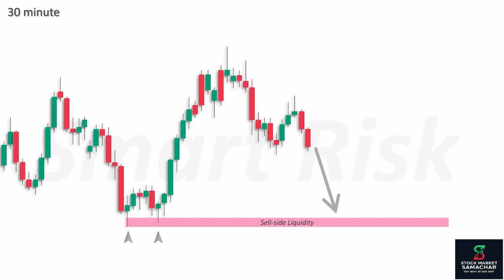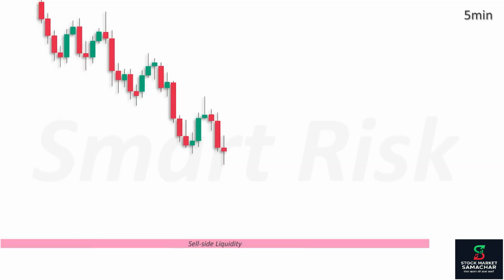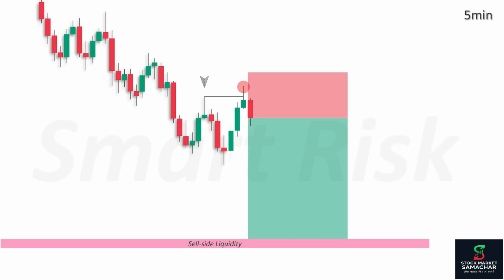After that, switch to the 5-minute chart. Wait for the price to move above a recent swing high and then quickly come back down. This shows that the market has grabbed the liquidity and may start moving lower. Next, open a short trade and place your stop loss above the high of the liquidity grab. Give the price some space to move, and don't keep your stop loss too tight. For your target, aim for the next key sell-side liquidity.